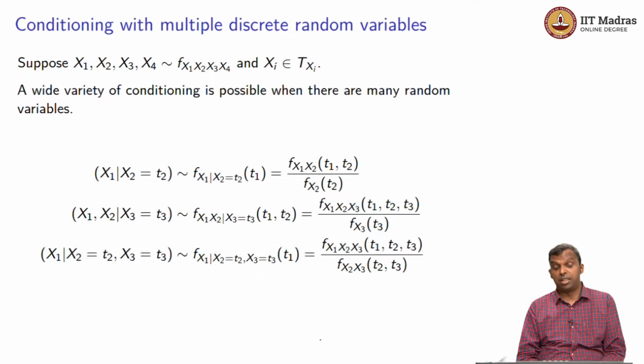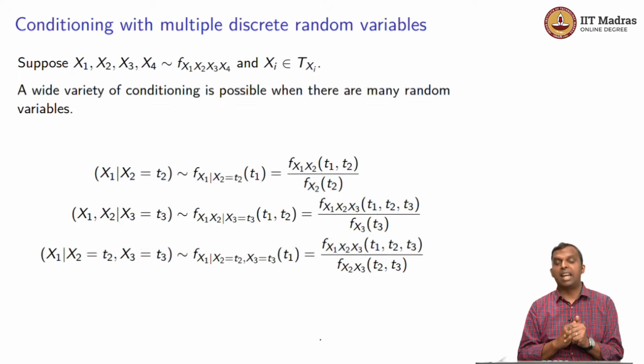This one is a little bit more interesting. I'm going to condition on a slightly more complex event. The event is that X2 equals t2 and X3 equals t3. I'm taking that event and conditioning the random variable X1 on it. So X1 given the event X2 equals t2 comma X3 equals t3. How do I write the distribution for this? The notation is again a little cumbersome, but it's easy to write down: f of X1 given X2 equals t2 comma X3 equals t3, evaluated at t1.